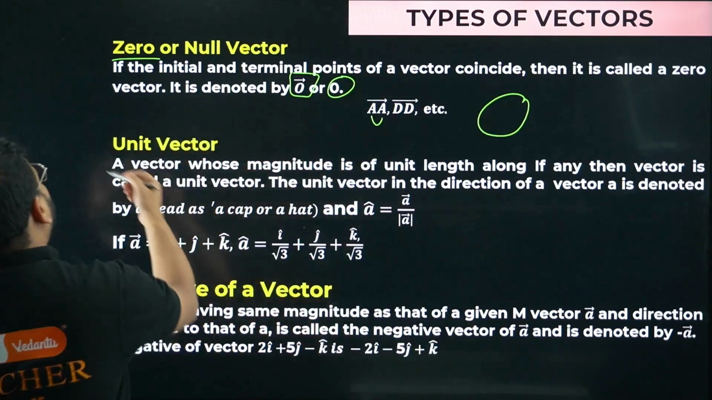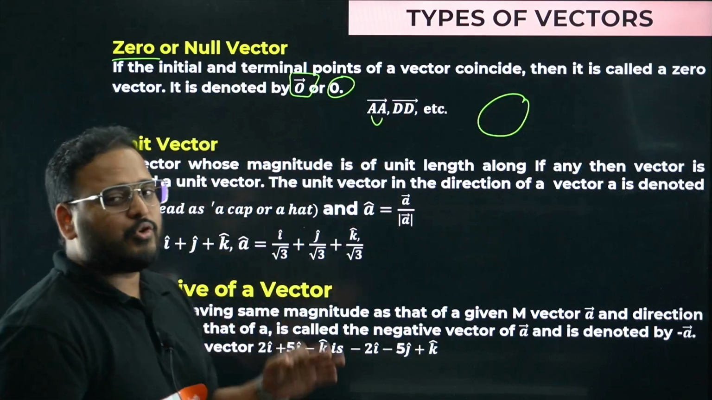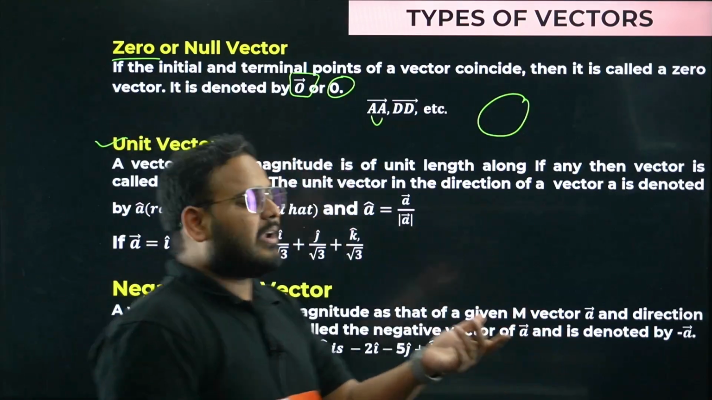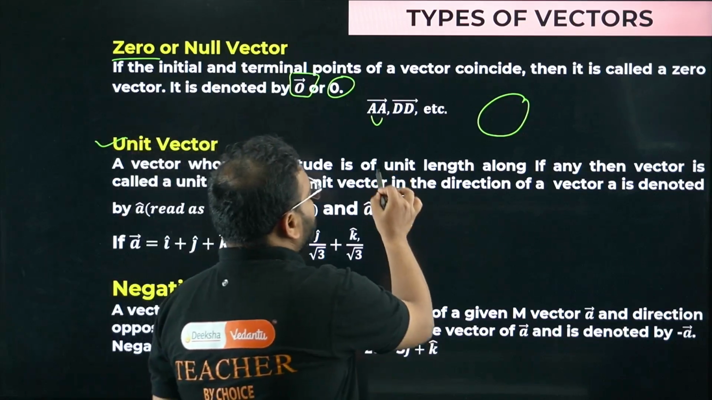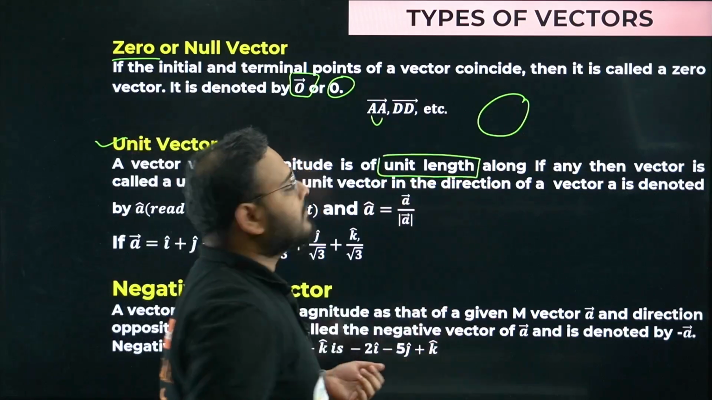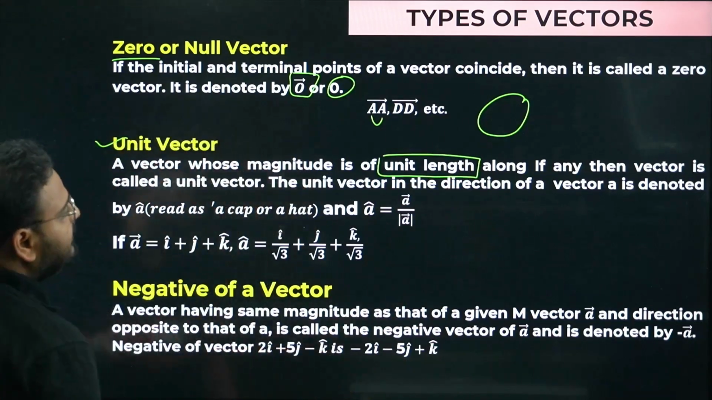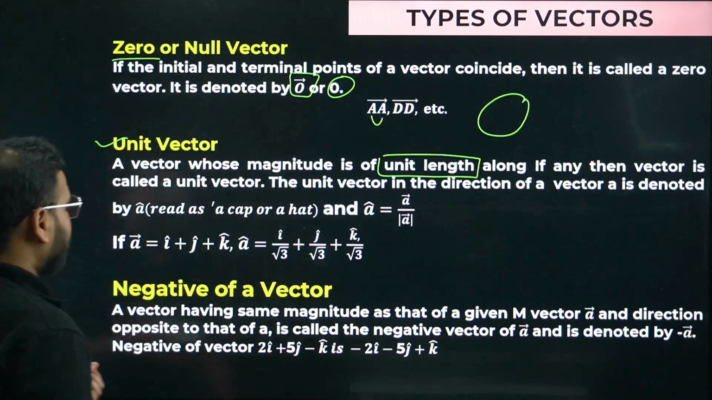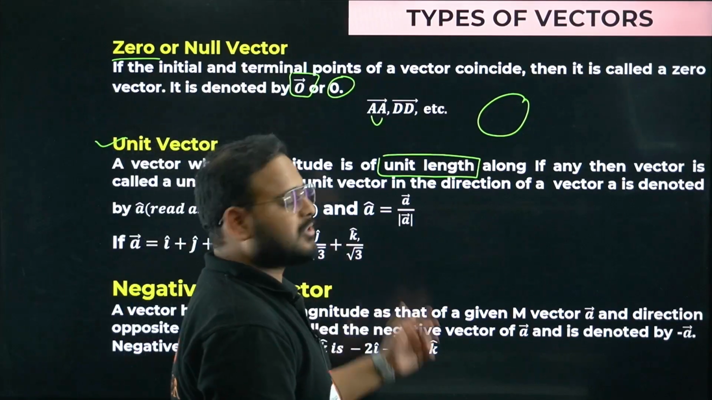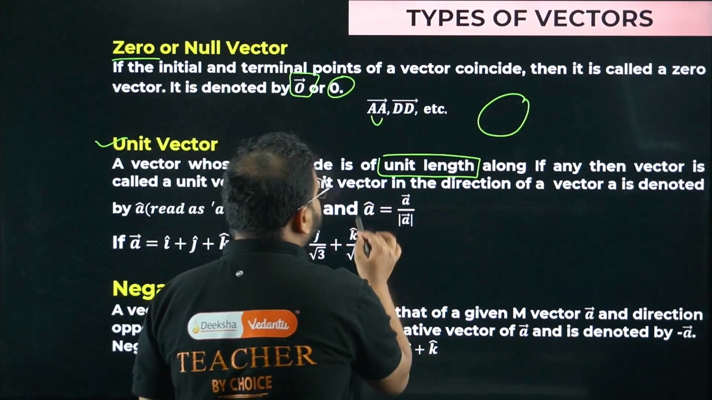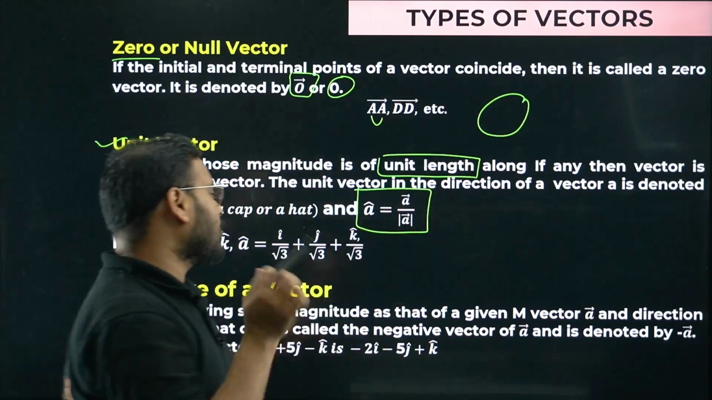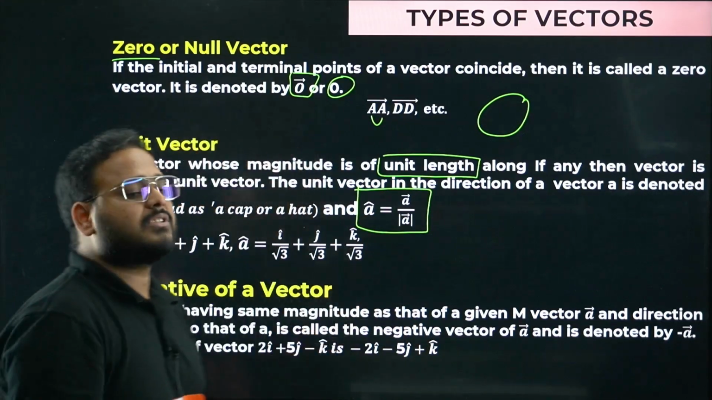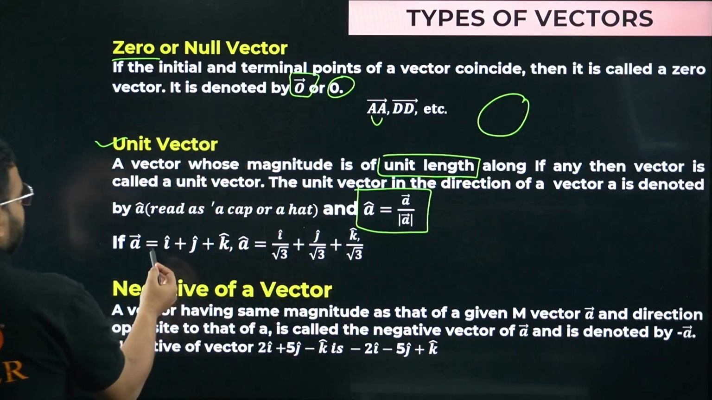Next, unit vector. Whenever a vector has a magnitude of 1, that vector is called a unit vector. The magnitude is only unit length. How do you write the unit vector of any vector? This is a very important formula, simple and used in a lot of questions. Have a look, this is the way to find it.